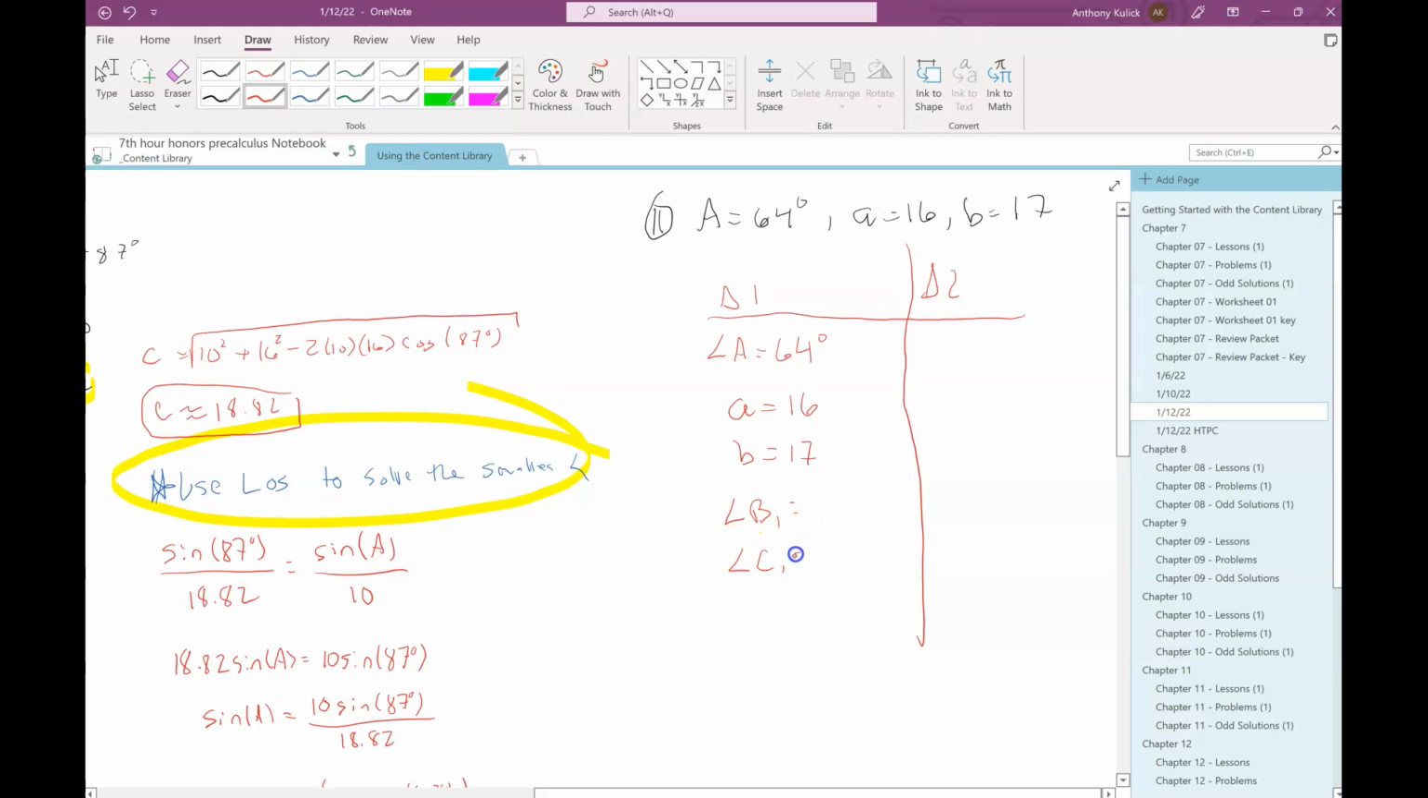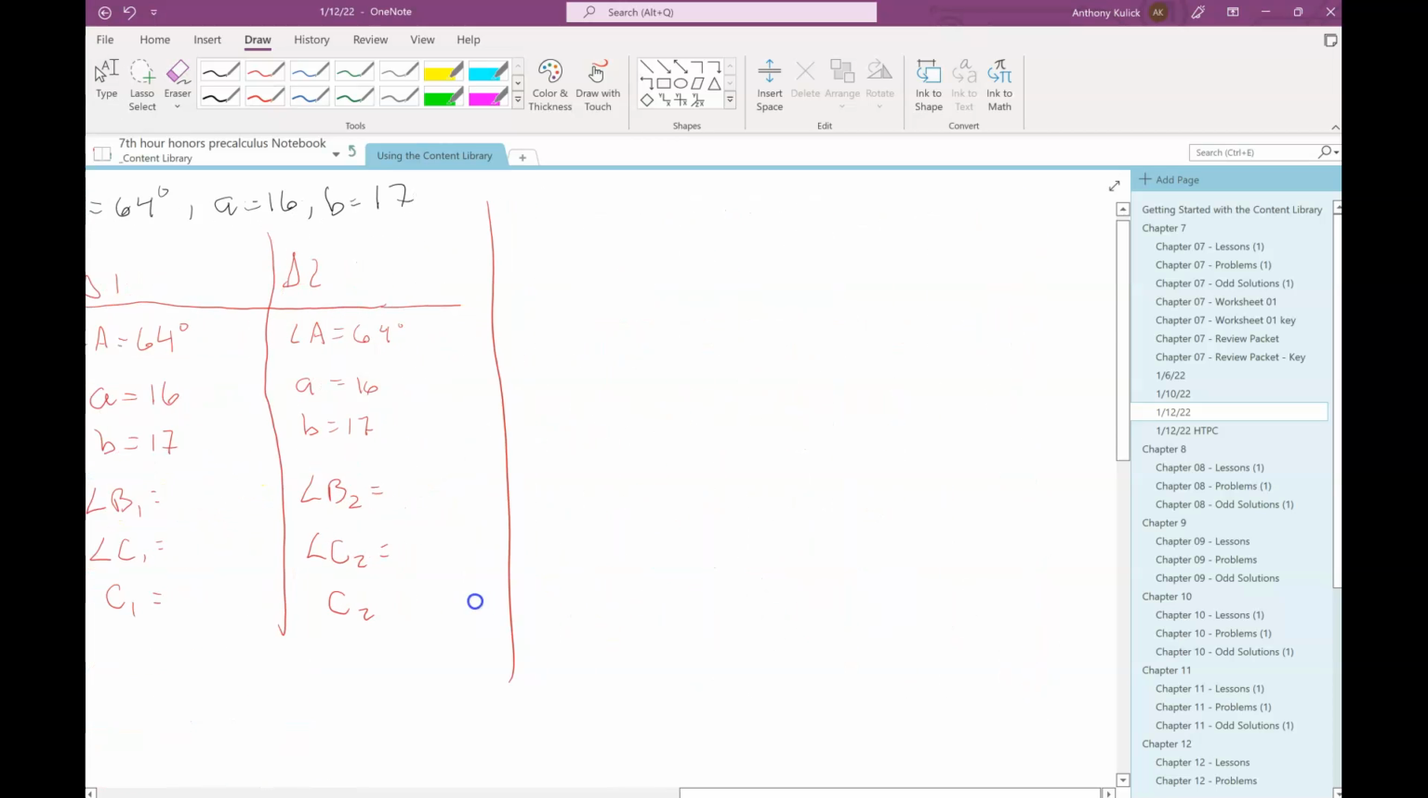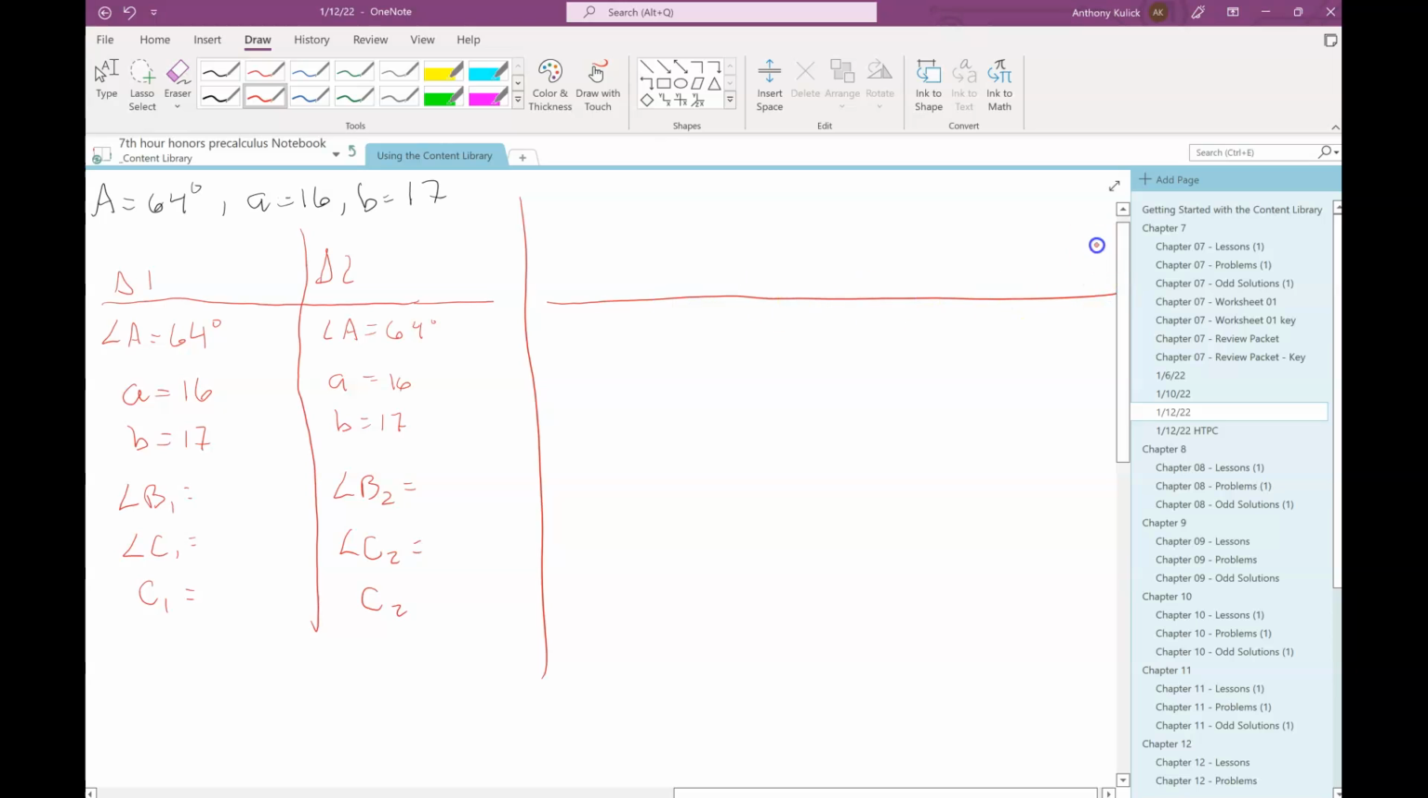This means that we're going to be looking for angle B, angle C, and side C. So I'm going to use subscripts on those to differentiate them between the two different triangles. Nothing new from what we've done. And then I'll just make a spot for me to do my work for triangle 1 and triangle 2, just so I don't get confused and use the wrong measurements in the wrong situation.